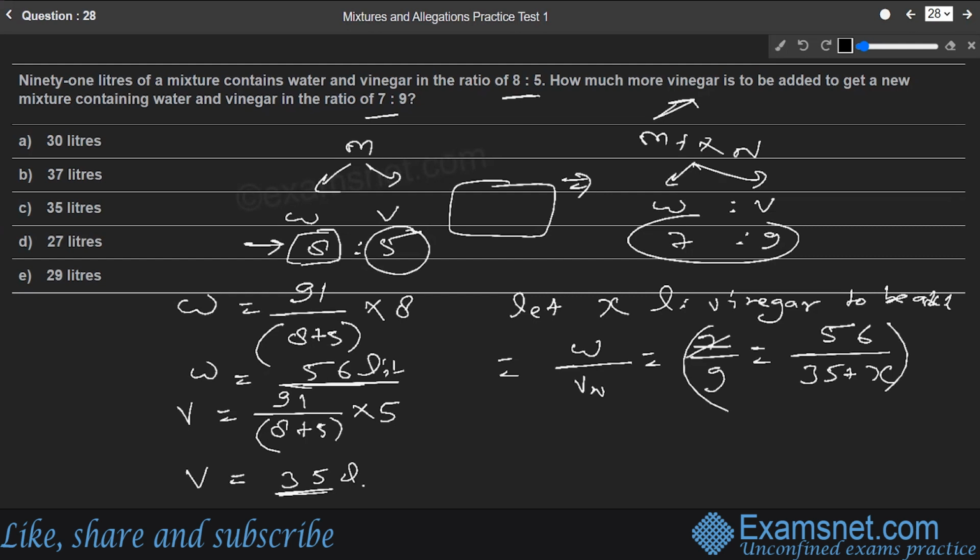We can cut the things here also. 7 eights are 56. Then the simple expression can come out. If we solve this, the X value is coming out to be finally 37 liters. So if we add 37 liters of vinegar into the mixture of 91 liters, the composition of water and vinegar changes to 7 is to 9. So the answer is 37 liters, available in option B.